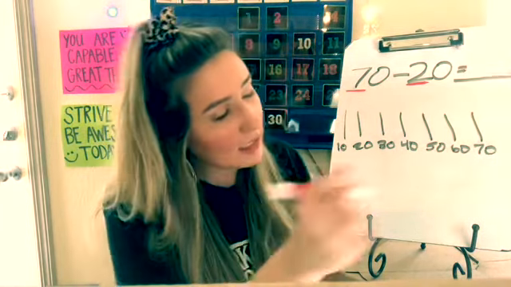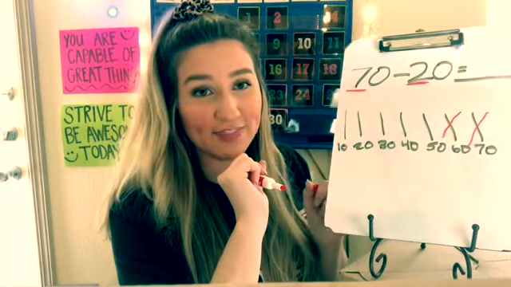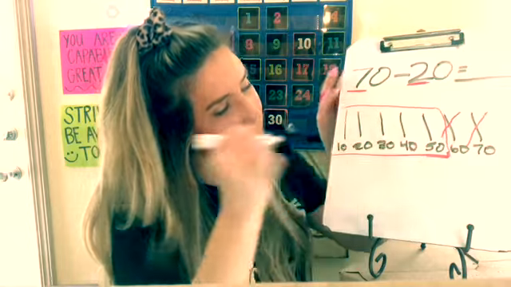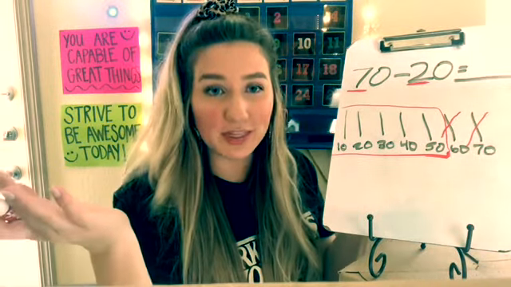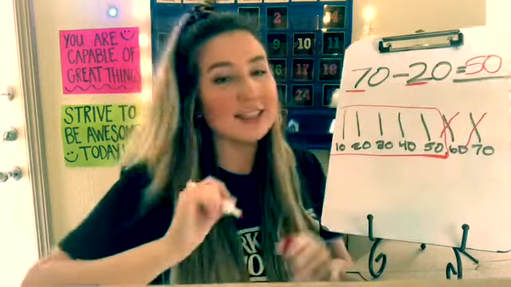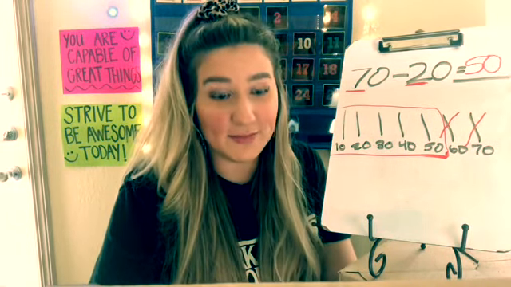2, right? Let's take away 10, 20, okay? And then this is how much we are left with. How much are we left with? 50, right? 70 take away 20 equals 50.